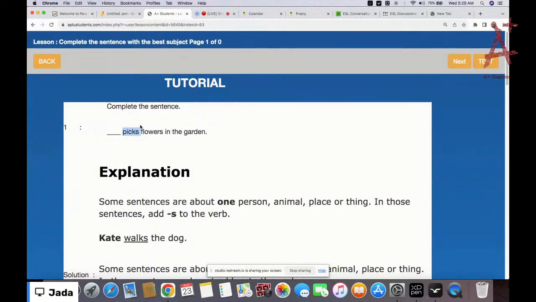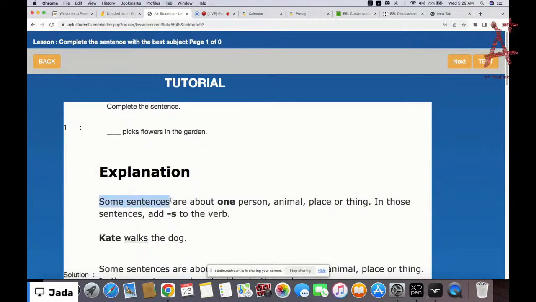The subject will be singular because once it has an S in the verb, you know that this is a singular verb. Okay, so that means the subject is going to be only one person, one place, one animal, one thing. That is what it's going to be. Okay, so that's how it's done. I hope that you all understand this, right?